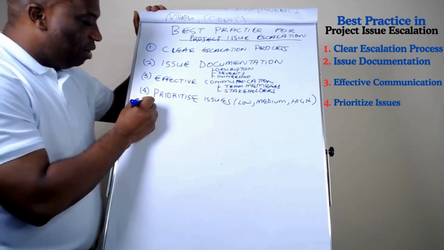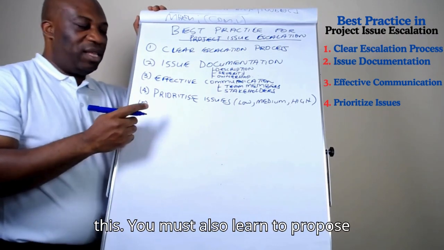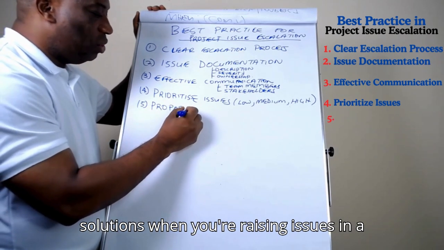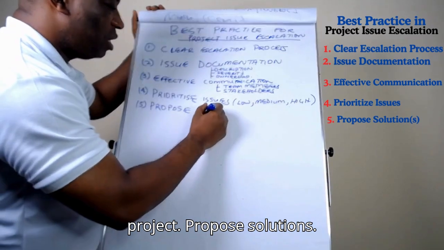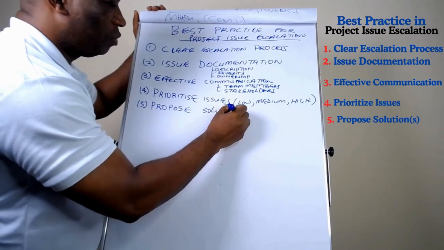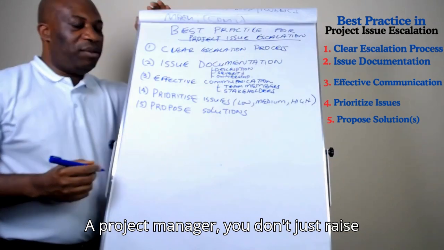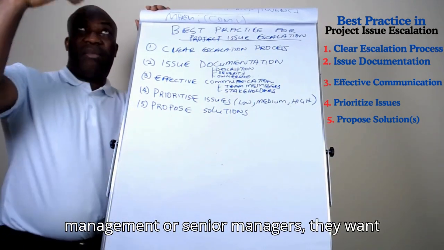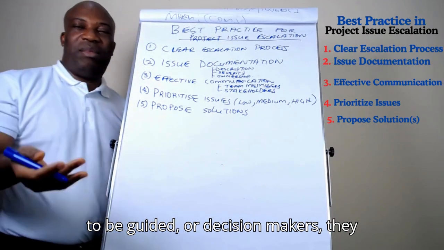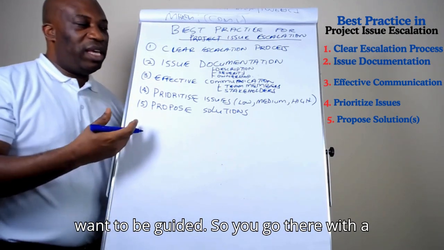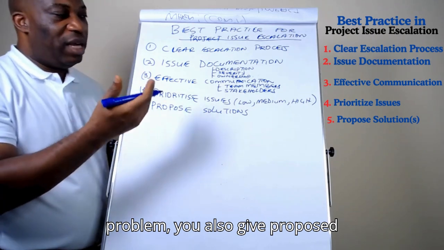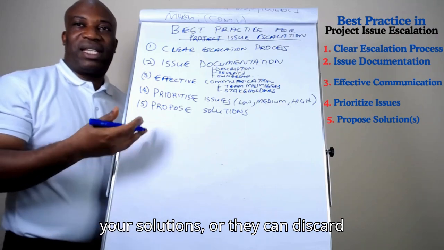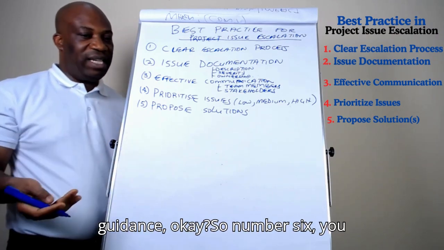Number 5, by the way, there's no specific order in this. You must also learn to propose solutions when you're raising issues in a project. A project manager, you don't just raise issues. Sometimes senior managers or decision makers want to be guided. So you go there with a problem, you also give proposed solutions. They can either take one of your solutions, or they can discard everything, or they can give further guidance.